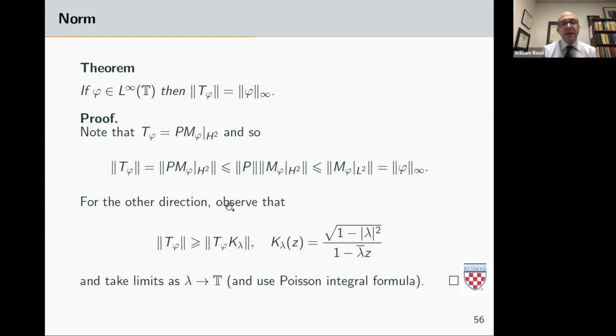For the other direction, the norm of T phi is the sup of T phi applied to a unit vector. So if I don't take the sup and I apply it to a particular unit vector, these are the normalized reproducing kernels. Nina thankfully did those in her talk yesterday. If I apply T phi to these and work out what these things are, I'm going to get the Poisson integral. And if I use Fatou's theorem and take non-tangential limits, there's a lot of little things I'm not going to really talk about, but you'll actually get the other direction. So the norm of T phi will be equal to the essential sup norm of phi. There are other ways you can prove this, but this is the way I know.